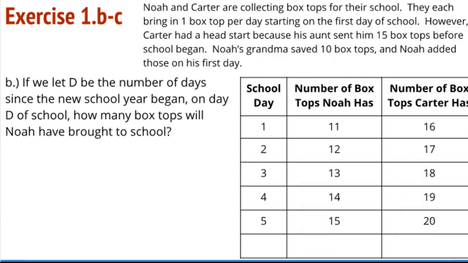All right. And now we're going to create an algebraic expression to represent what is happening here. We have looked at very specific situations, day 1, 2, 3, 4, and 5, but now we want to have D be the number of days. And we want to work from D and figure out how many box tops each boy has brought.